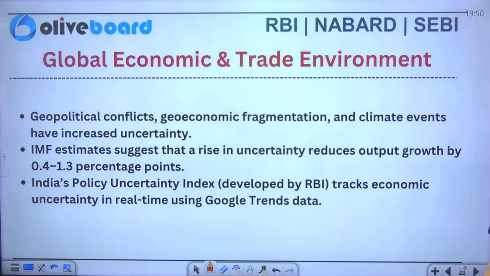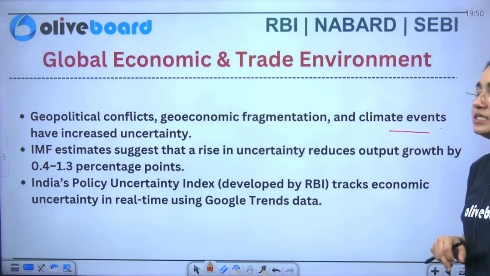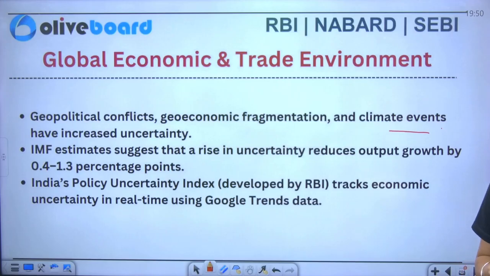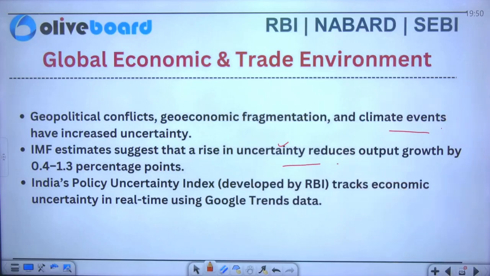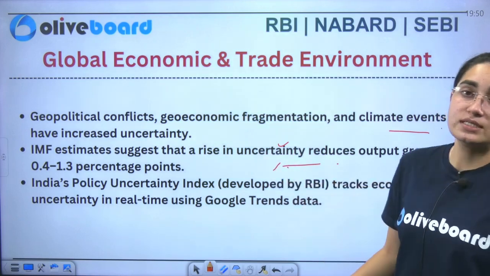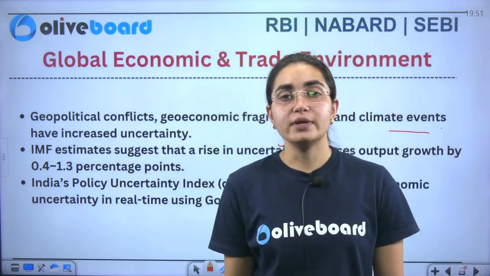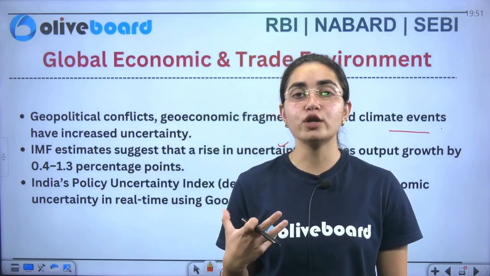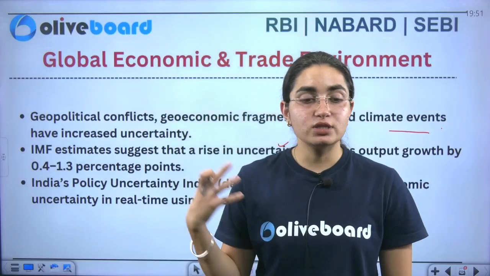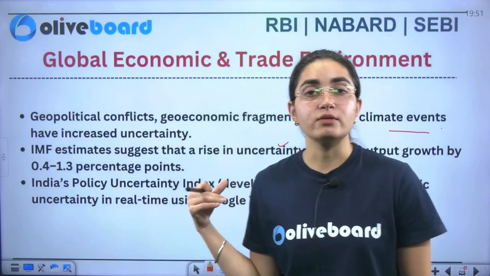So basically you can see that there are a lot of geopolitical conflicts going on. There is a lot of geo-economic fragmentation going on. Climate events have increased uncertainty. Okay. If I talk about the IMF, it has suggested that a rise in uncertainty will reduce output growth by 0.4 से लेके 1.3 percentage points तक. It is saying here that with the change in climatic conditions and the environment, we will see a lot of changes in our output as well. So this is the projection that has been given by the IMF.